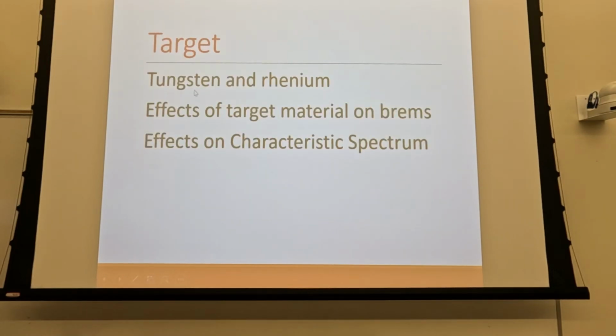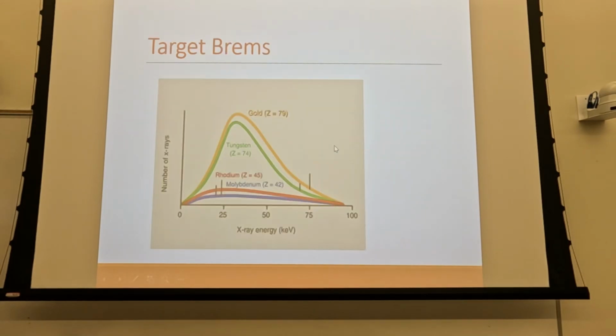The target is tungsten and rhenium. The rhenium just adds some strength to the target itself, and it affects the characteristic spectrum. We use the tungsten primarily for heat, but also because it has a relatively high atomic number, plus it conducts heat very well, and so that's what we use it for.